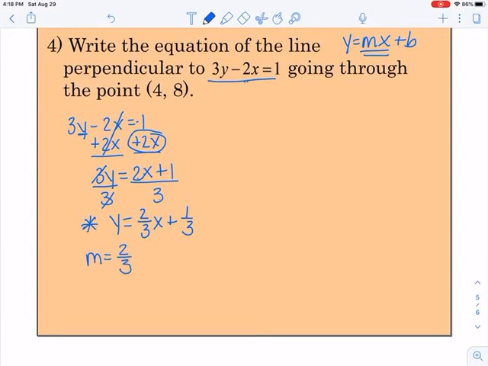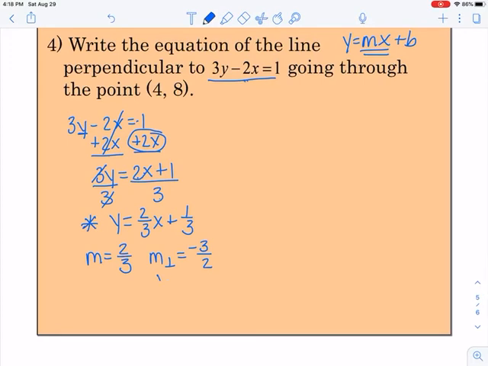Okay, but that is not going to be the slope of my new line. They're asking me to write the equation of a line that's perpendicular to that. So now I need the slope of a line that's perpendicular to 2/3. So I'm going to flip that. So if I flip the 2/3, it'll become 3/2. And again, if the first one's positive, that means the second one's going to be negative. So the slope of the line that I'm writing is going to be -3/2.